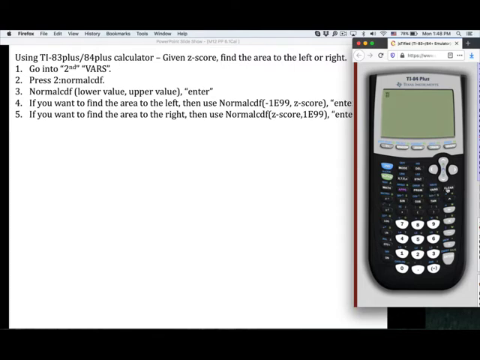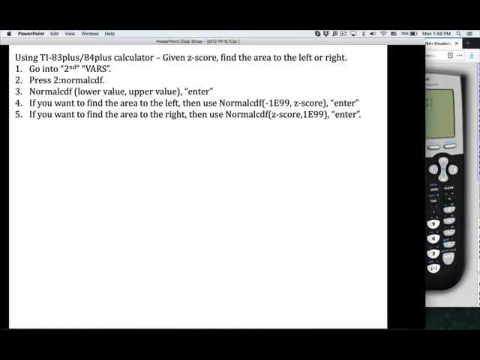Okay, vars is going to be next to the clear. Second, vars. You're going to choose the normal CDF. The normal here means the normal distribution. CDF is talking about cumulative area, starting from the left to the right. You could see we want to use the normal CDF, lower value, comma, upper value, and then enter.